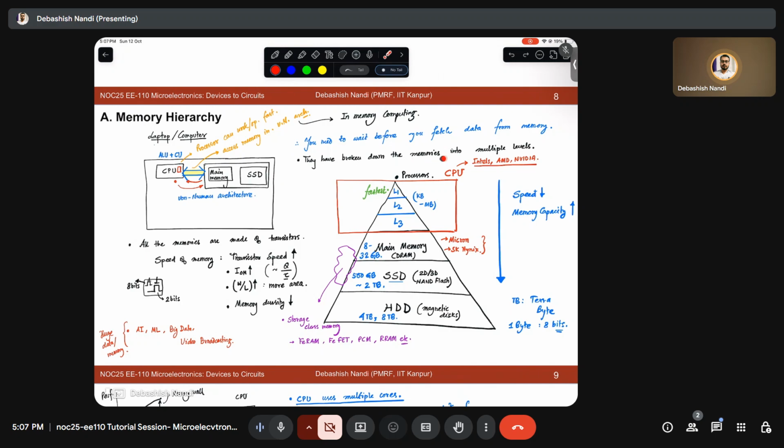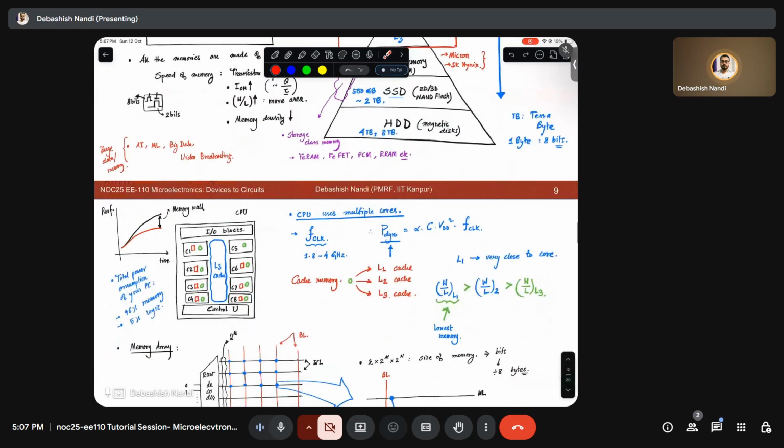Then we have broken down the memories into multiple levels. We have shown them what is cache, what is main memory, what is SSD, what is HDD, right? And what are the typical values of it. Then why cache has been broken down into three levels.